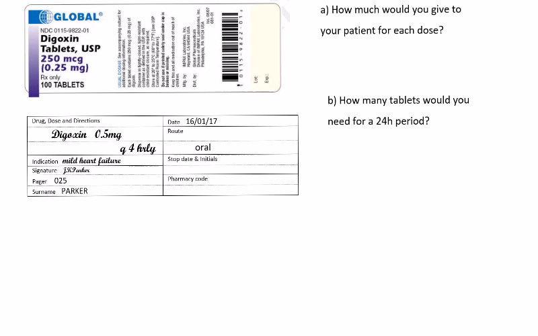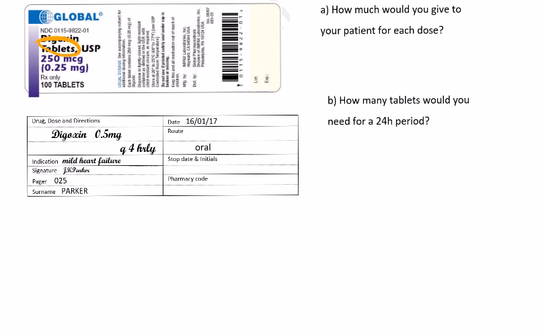Here we have a label, and we see straight away this is in tablets, and it says 250 micrograms, and it also says 0.25 milligrams. We should assume they are equivalent, except that we better double check.